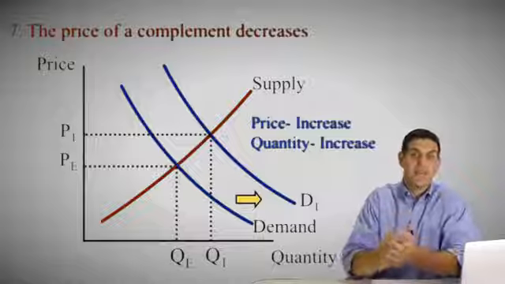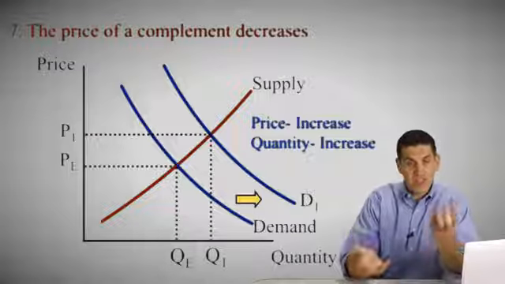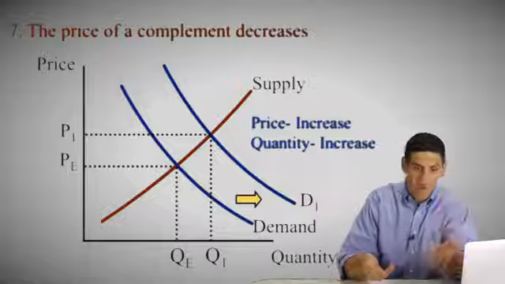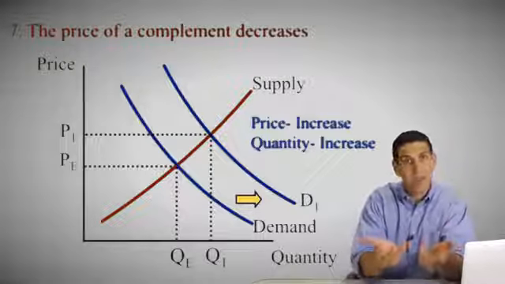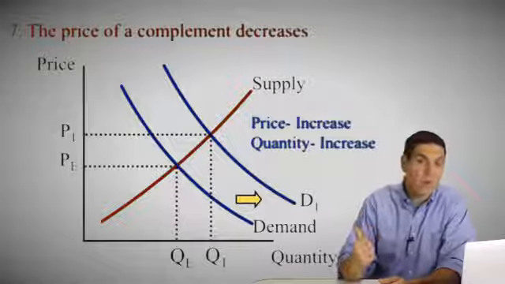Why? Because if the thing that you would buy with fidget spinners gets cheaper, then you would buy more of those, or quantity demanded would increase of those, and then you'd buy more fidget spinners as well, because these two things go together, and so the demand would increase for the fidget spinners.